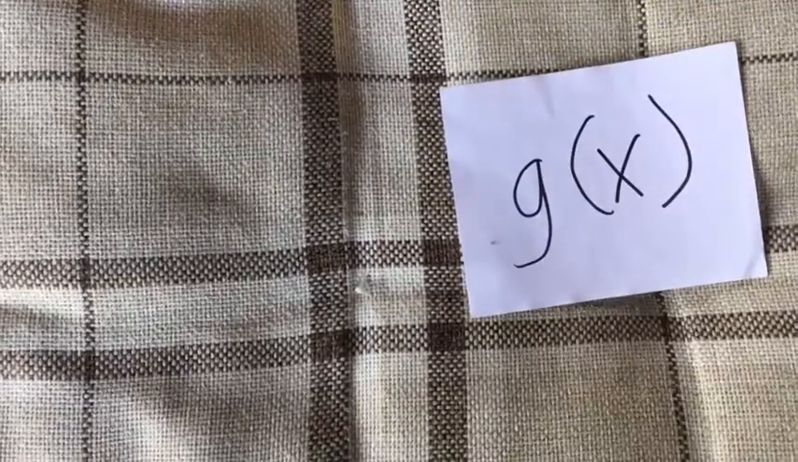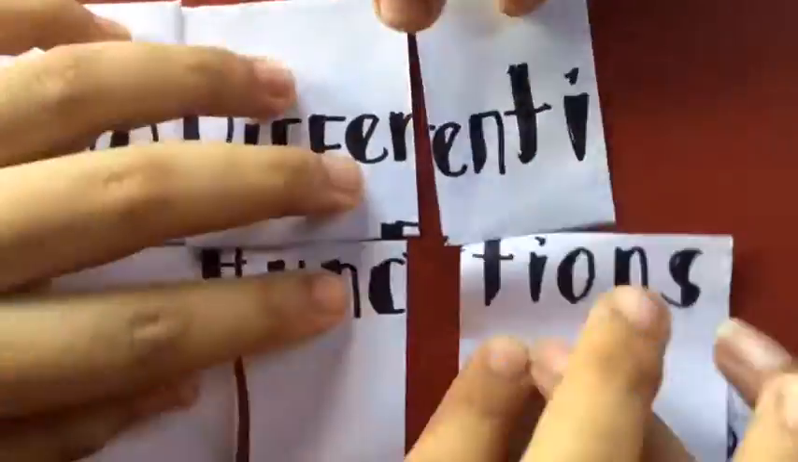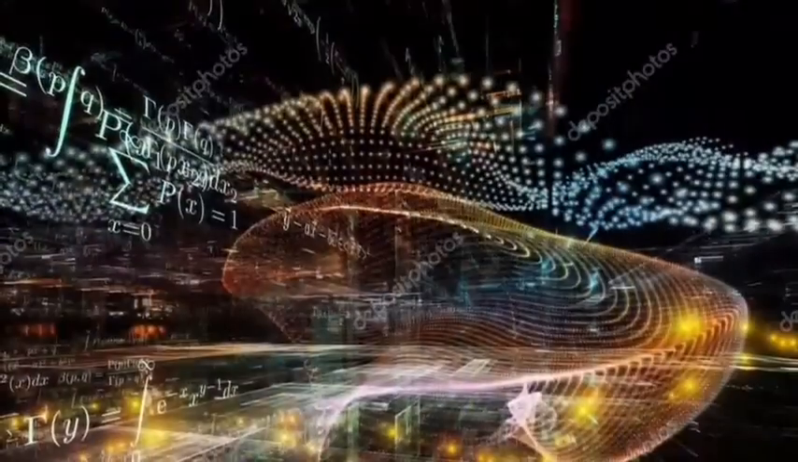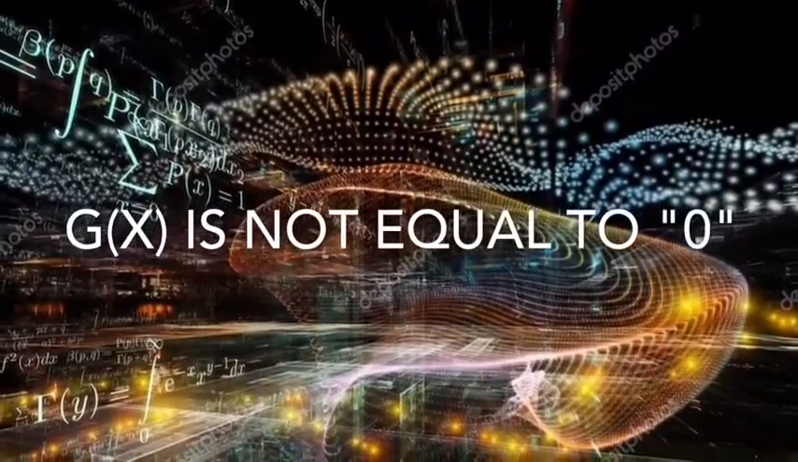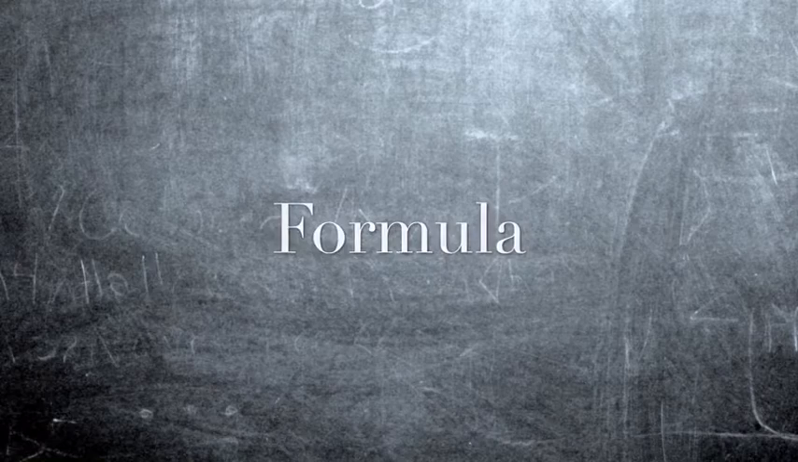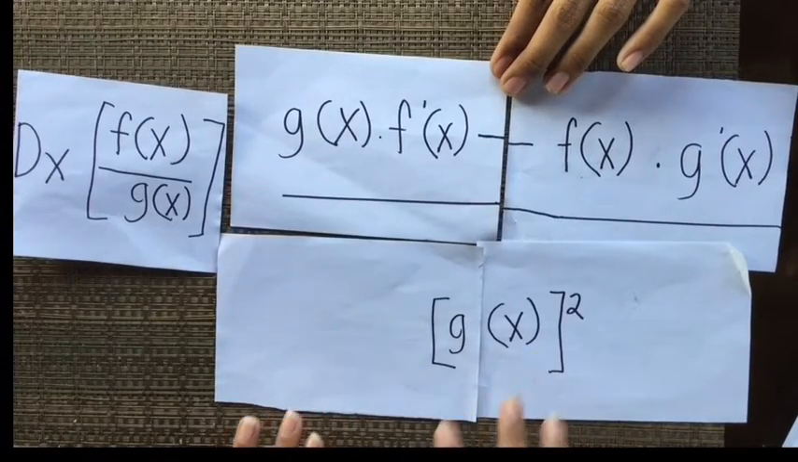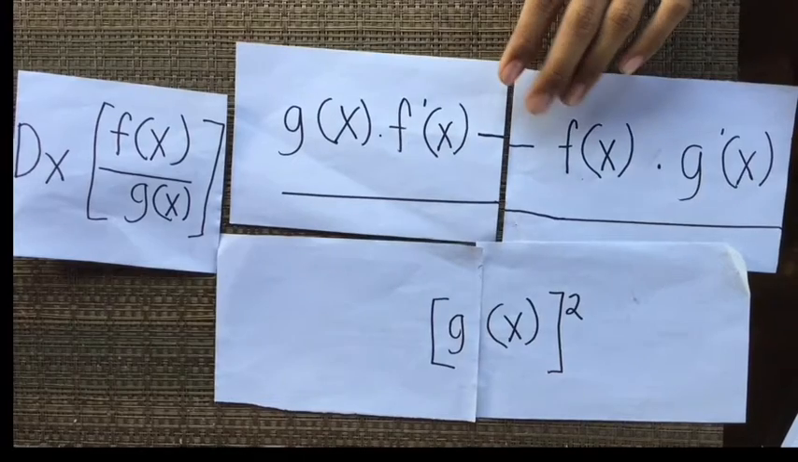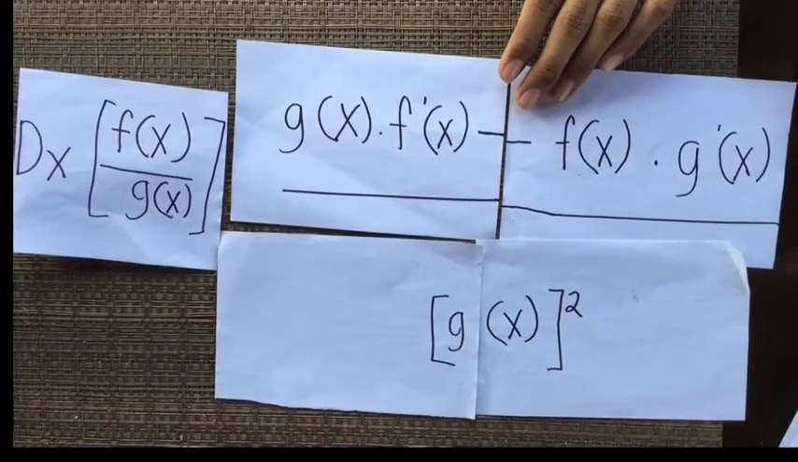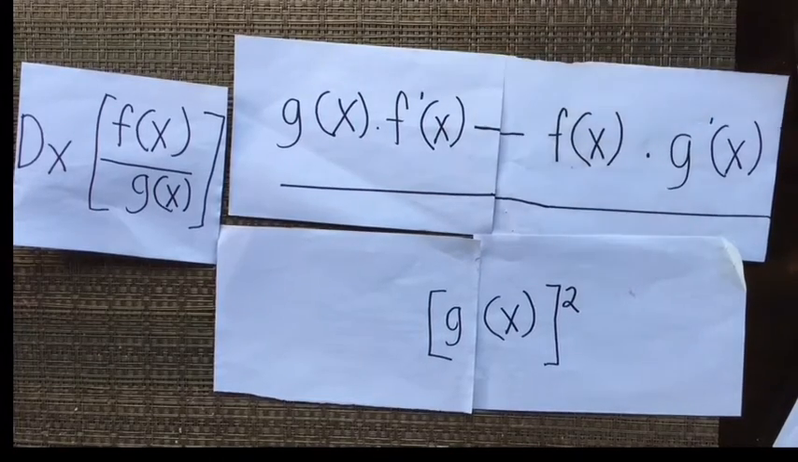According to the quotient rule, g of x and f of x must be two differentiable functions, where g of x is not equal to 0. The formula for the quotient rule is g of x times the derivative of f of x minus f of x times the derivative of g of x over g of x squared.